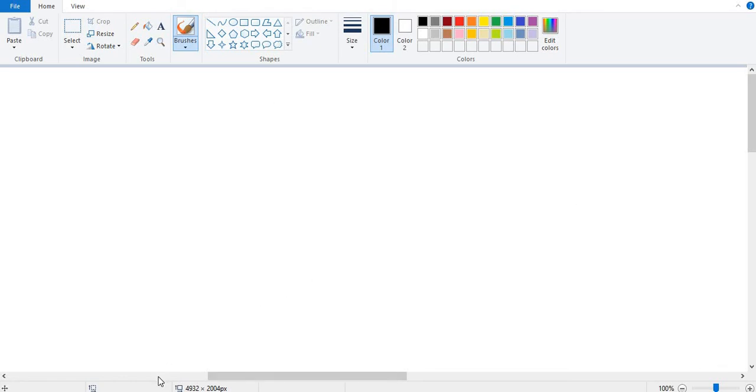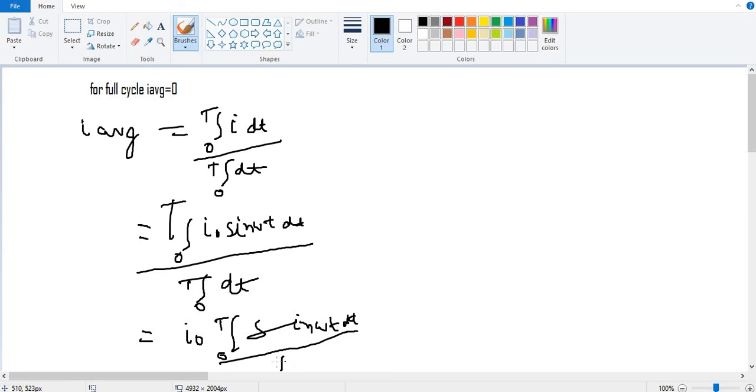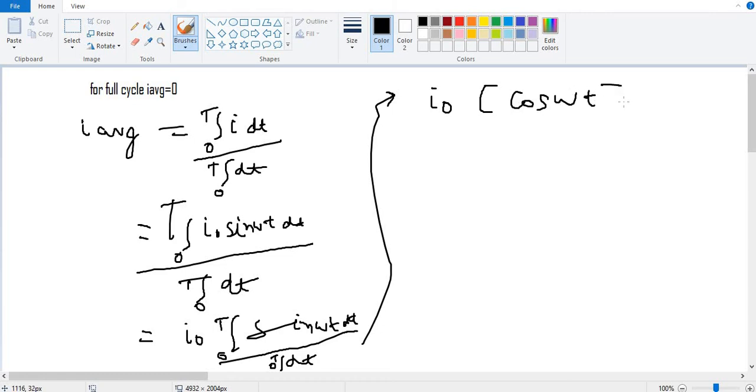Now, I naught is outside. What is the integration of sin omega t? The integration of sin omega t is cos omega t by omega. Omega is a constant, so I will put it in the denominator. The interval is from 0 to t, and the integration of dt is t, evaluated from 0 to t.